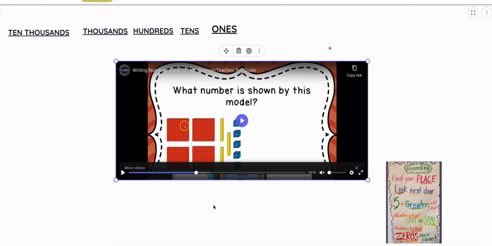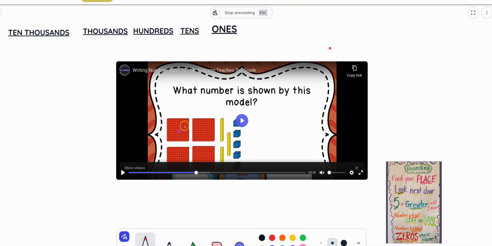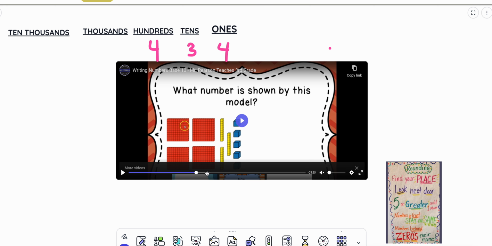You might see a model like this, right? Remember, these are hundreds. They're 10 across, 10 going up and down. So we've got 1, 2, 3, 4 100s. We've got 4 hundreds, 3 tens, 4 ones. So I know my number is going to be 434. Do you see how I can do that?